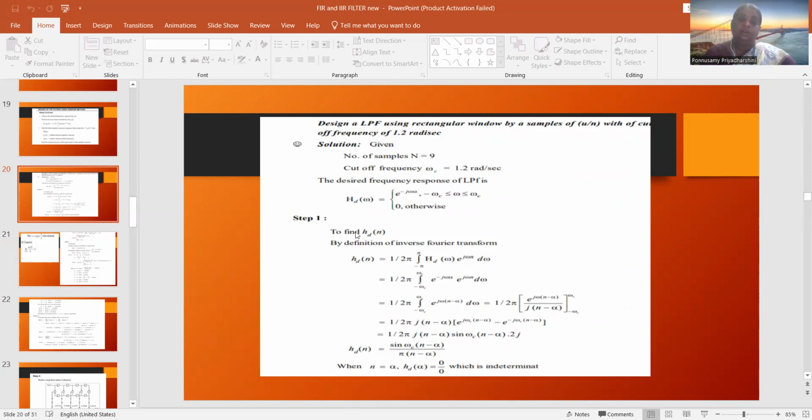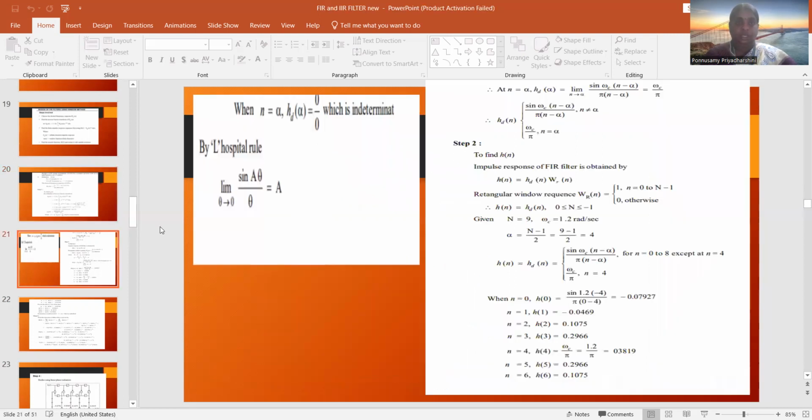Step 1, we have to find h_d(n). What is the formula of h_d(n)? We already saw it in the steps: 1 by 2 pi, integral from minus pi to pi of H_d(omega) e power j omega n d omega. We have to substitute all the values, and the final answer is sine omega c (n minus alpha) by pi (n minus alpha). If I substitute n equal to alpha, it gives 0 by 0, so it follows L'Hospital's rule. Then we have to find h(n). h(n) is nothing but h_d(n) into the window.